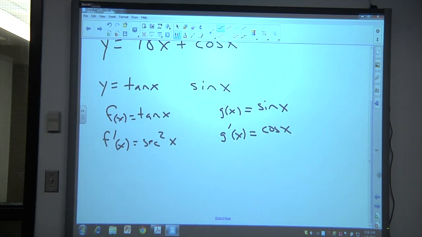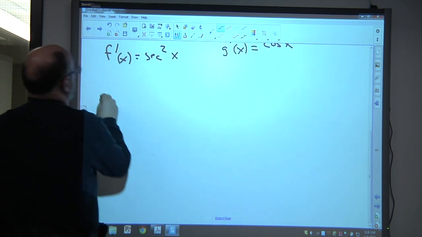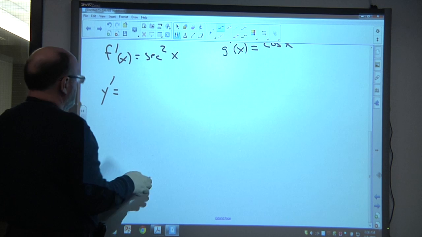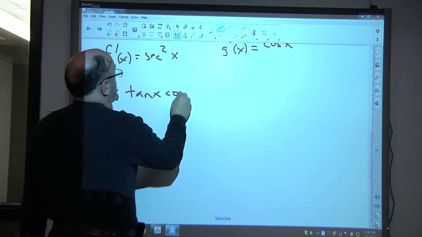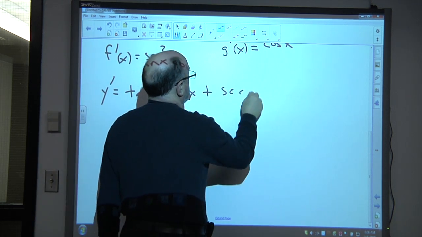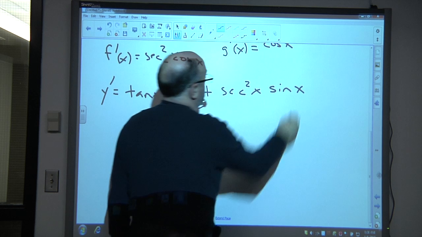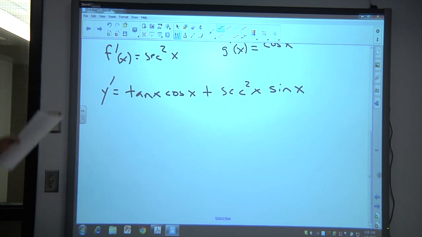And again, now that we have all the pieces, we get that my derivative is going to be tan x cosine x plus secant squared x sine x. And again, we will leave it in dot form.